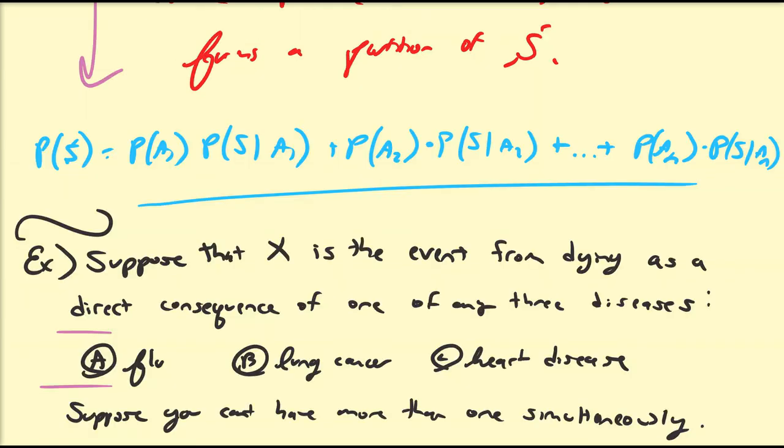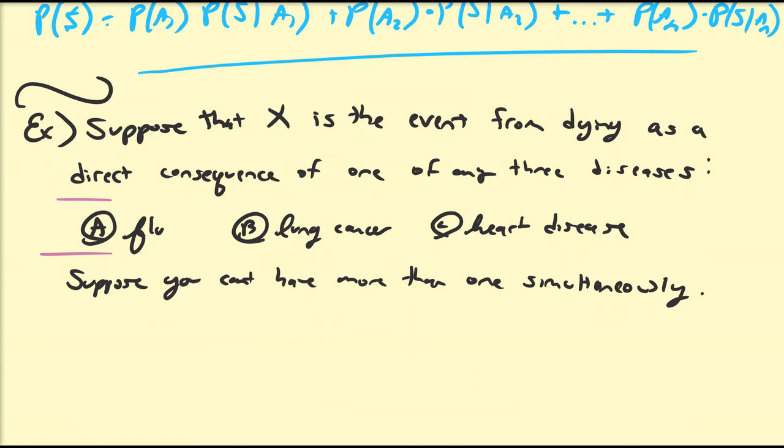Alright, so for our example, let us suppose that X is the event of dying as a direct consequence of any one of these diseases, the flu, lung cancer, or heart disease. And let us assume for this particular problem that you cannot have more than one of these diseases simultaneously. We need this for the partition property of the law of total probability, of course, and if this is not the case, it is possible to slightly modify this to the more general case, which we will leave until a later day. Alright, so what type of information do we need in order to solve problems of this particular type?